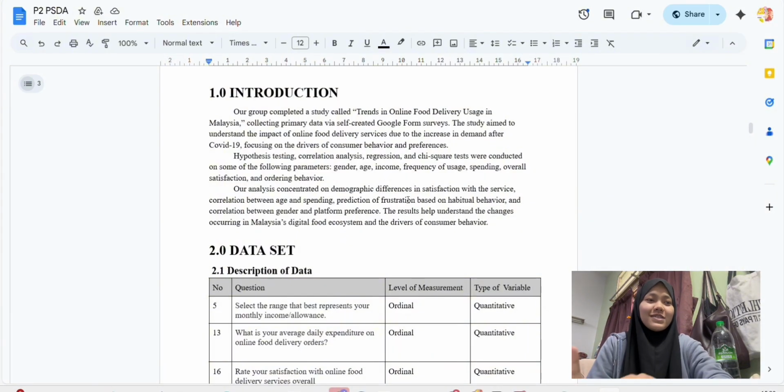So we applied several statistical techniques, including hypothesis testing, correlation, regression, and chi-square analysis to examine factors such as gender, income, age, usage frequency, and satisfaction. Each group will explain one method and its results.